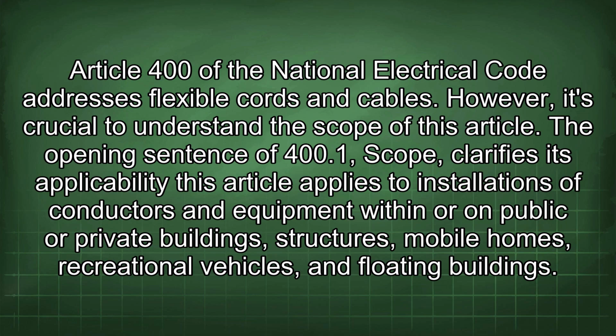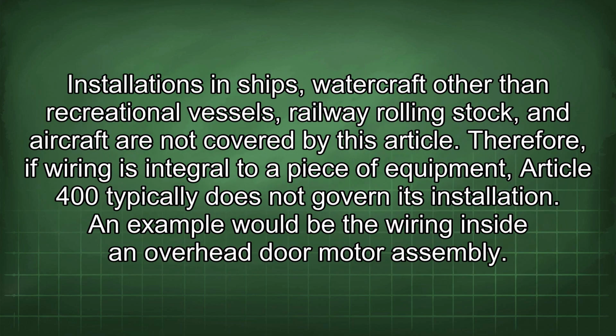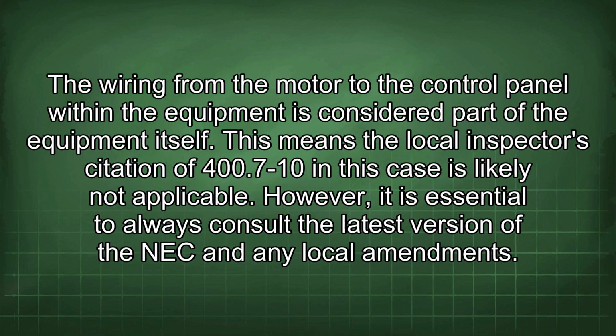vehicles, and floating buildings. Installations in ships, watercraft other than recreational vessels, railway rolling stock, and aircraft are not covered by this article. Therefore, if wiring is integral to a piece of equipment, Article 400 typically does not govern its installation. An example would be the wiring inside an overhead door motor assembly. The wiring from the motor to the control panel within the equipment is considered part of the equipment itself. This means the local inspector's citation of 400.7-10 in this case is likely not applicable.